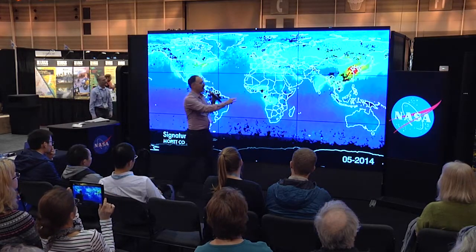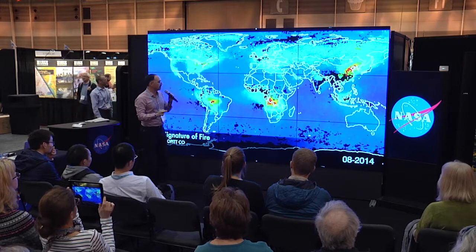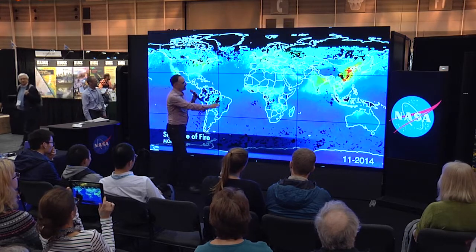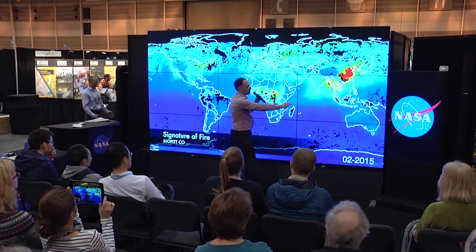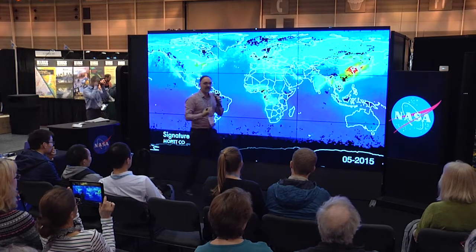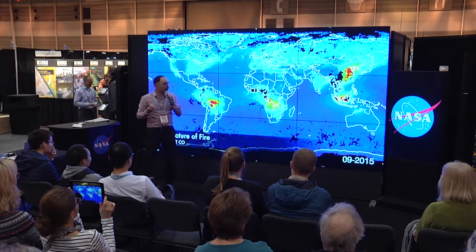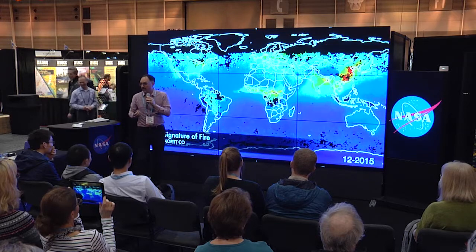We're also looking at fire from MOPITT CO, or combustion. This is carbon monoxide. And you can see as you progress through the different continents, you're having different kinds of processes affecting the carbon cycle.